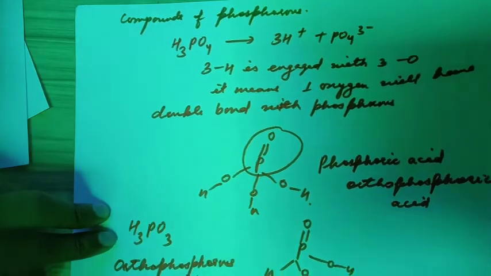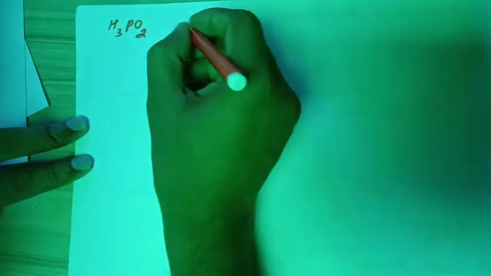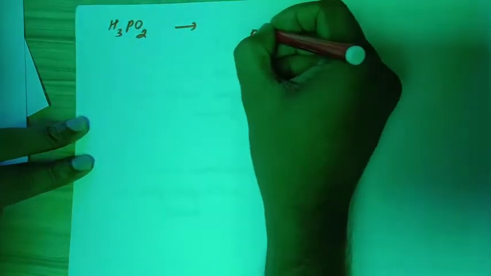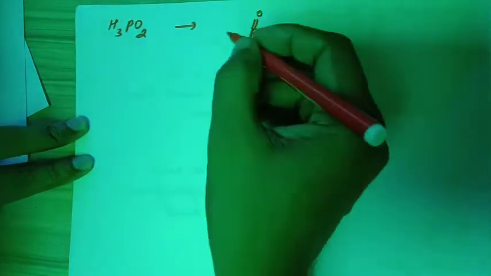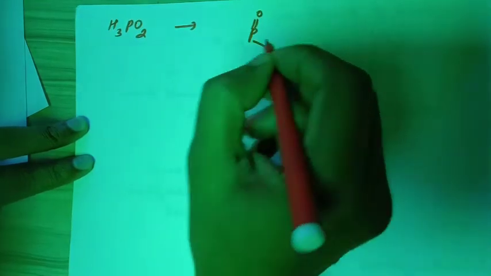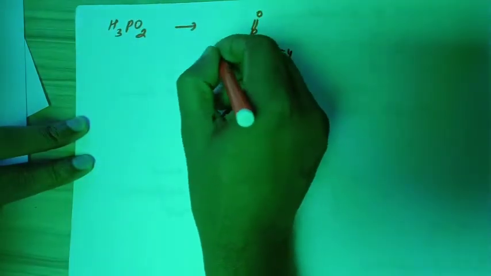Other compounds are also there, which can be drawn, that is H3PO2. So we know the basic rule: phosphorus will be attached with one double bond, so others will be attached as OH. Now the other will be directly attached as H only.